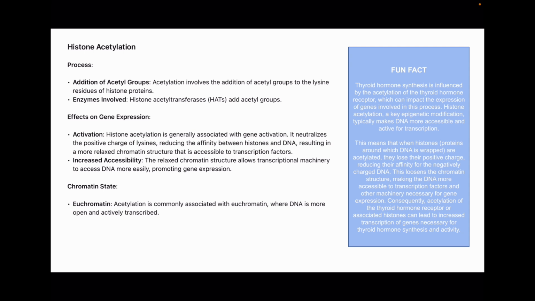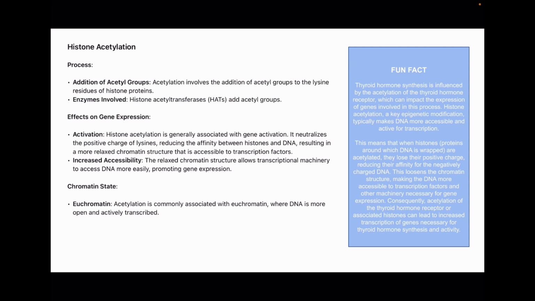Histone acetylation is generally associated with gene activation. It neutralizes the positive charge of lysine. It reduces the affinity between histones and DNA, resulting in a more relaxed chromatin structure that is accessible to transcription factors. Increased accessibility: the relaxed chromatin structure allows transcriptional machinery to access DNA more easily, promoting gene expression. Euchromatin: acetylation is commonly associated with euchromatin, where DNA is more open and actively transcribed.